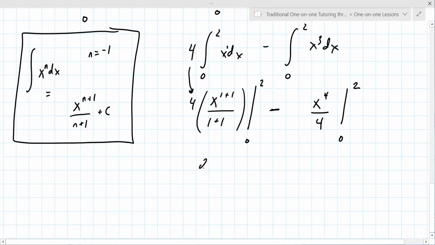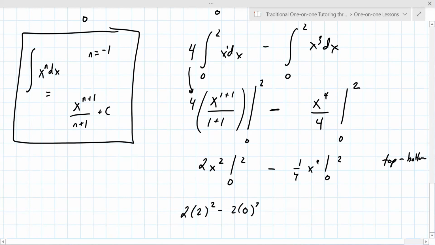So you've got 2x squared evaluated from 0 to 2 minus 1/4 x to the 4th evaluated from 0 to 2. So it's always top minus bottom. Okay. So you put the top number in first. So it's 2 times 2 squared minus 2 times 0 squared. This all makes up this first part, minus, and then we've got to deal with this one over here. So we have 1/4 times 2 to the 4th minus 1/4 times 0 to the 4th.